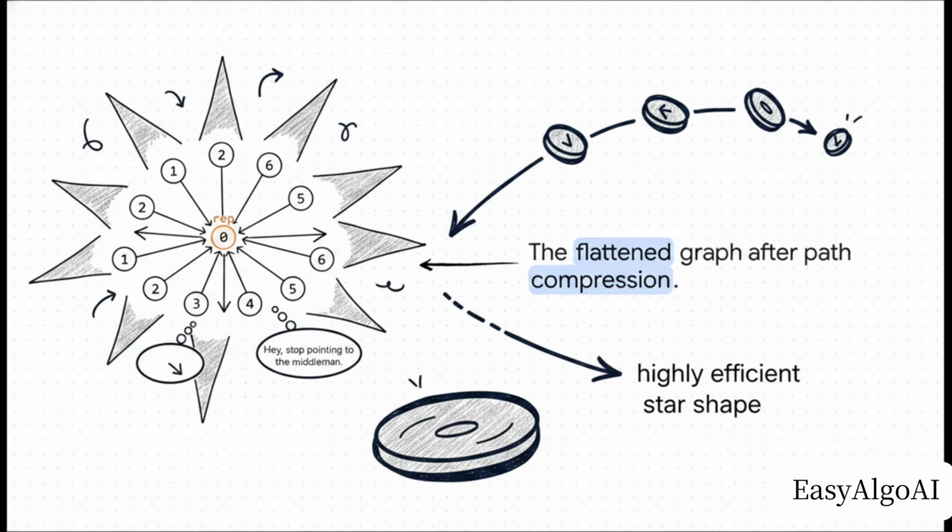Well, we can use this return journey to our massive advantage. Instead of just passing the message down, we actually update each node's parent pointer along the way. We tell node 3 and node 2, hey, stop pointing to the middleman, just point directly to node 0. This technique is called path compression. During a routine find call, we brilliantly squash the entire graph flat into a highly efficient star shape, so the next time we call find on node 3, it's a single hop.